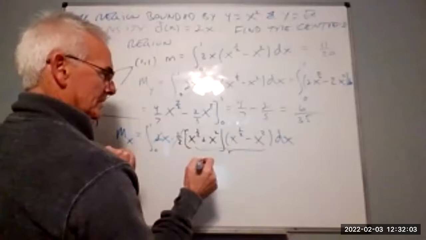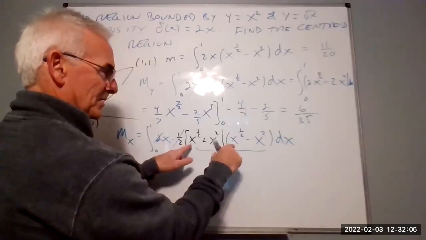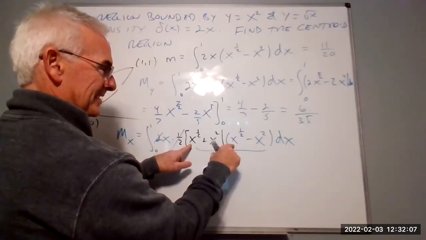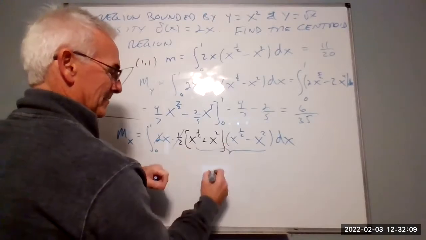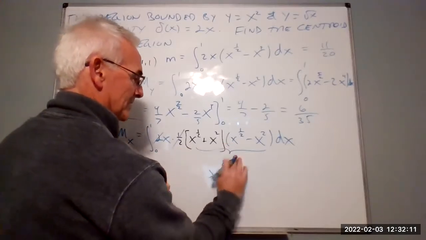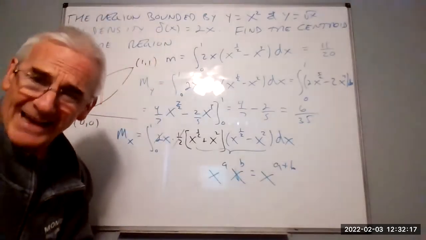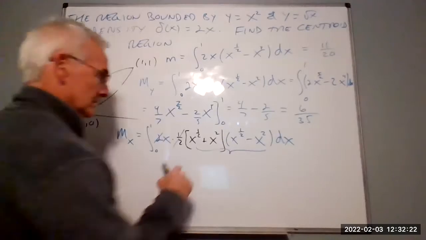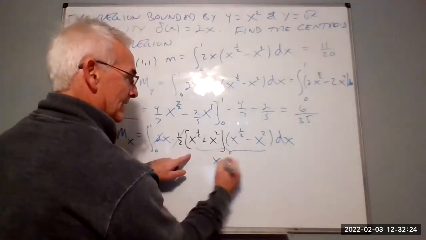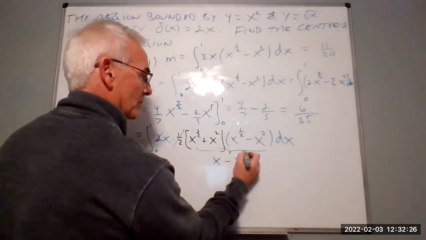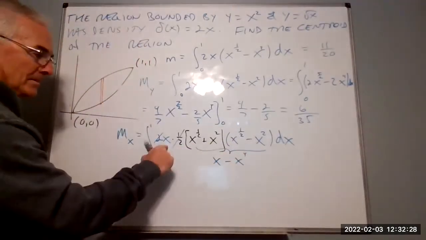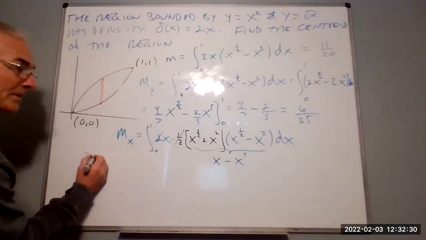Not quite. What do we do with exponents here? What's x to the a times x to the b? Isn't it x to the a plus b? I add exponents. So what's square root of x times square root of x? That's just x, minus x to the 4th. Oh, times that x, this actually is quite friendly.